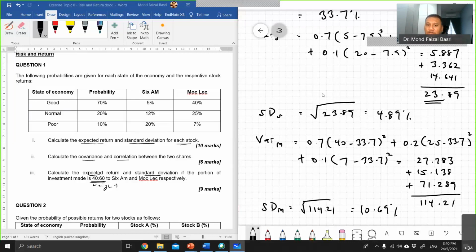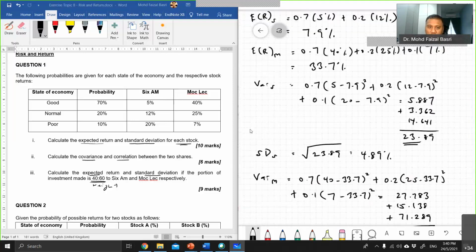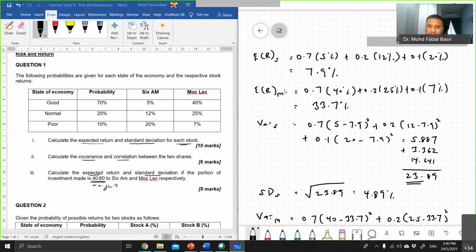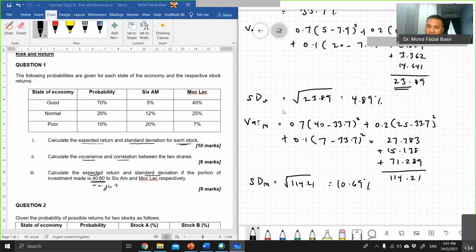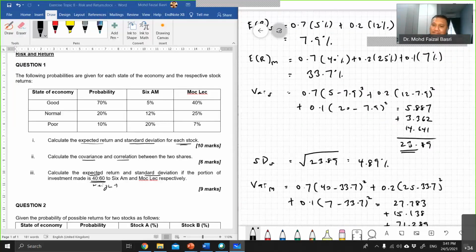So as you can see here, if we compare the two between S and M, for the returns, obviously stock M will possibly give you higher returns. But if you take a look at the risk, 4.89 versus 10.69, obviously stock M will bear higher risk. So higher risk and possibly higher returns. And for stock S, lower risk, but with lower returns.